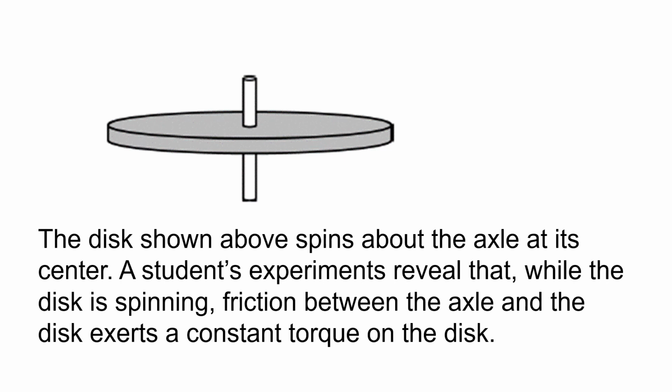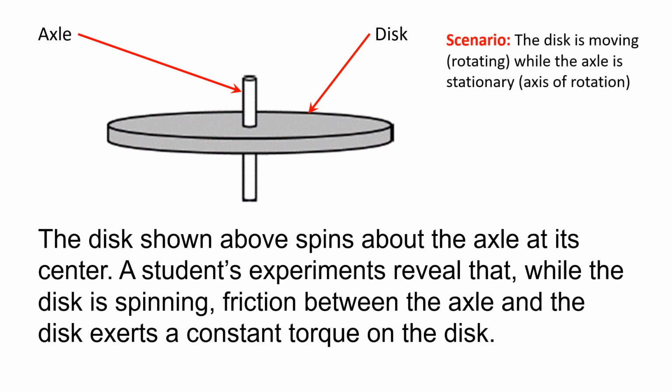So what is it all about? This is the axle. An axle is a stationary part of a wheel mechanism, so it's a system. The wheel is represented by the disc. To give you the scenario, the disc is moving while the axle is stationary. The disc rotates about the axle, and the axle is the axis of rotation.